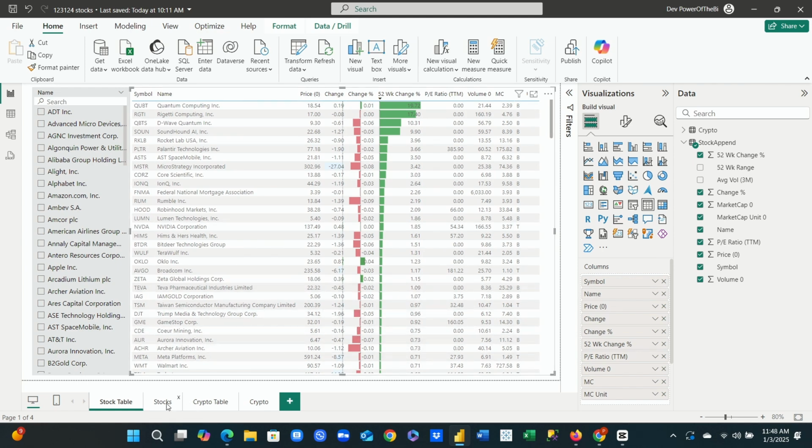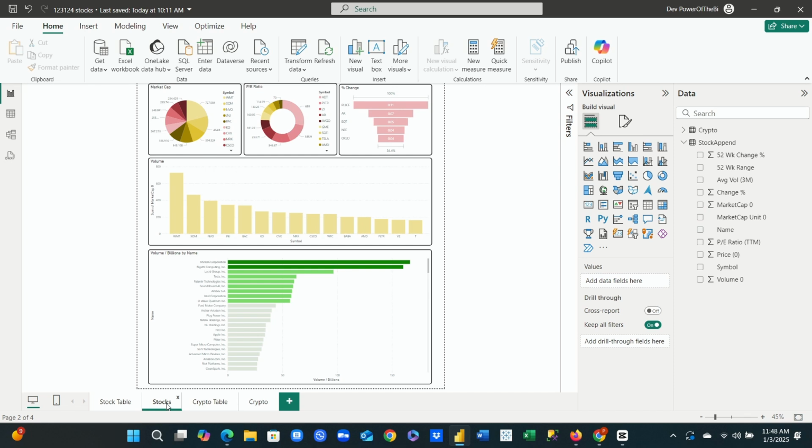Now, I'm going to go over to the stock report. I'm going to go over to what I'm calling the stock page, which is very similar, but now it's more of a Power BI type of report, and we're looking at the market cap, the PE ratio, and the percent change. So for the market cap, we used a pie chart. For the PE ratio, we used a donut chart. For the percent change, we used a funnel chart.